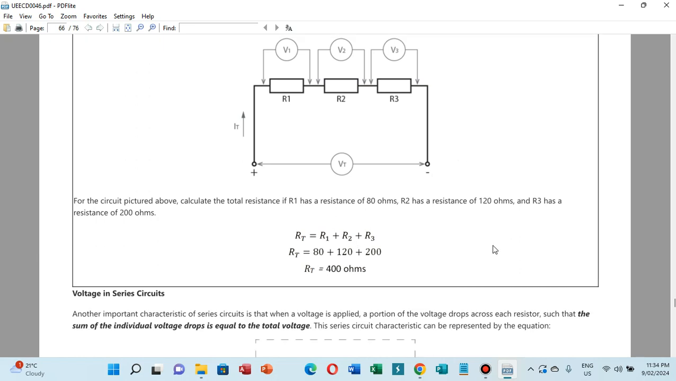You can calculate R total equal to R1 plus R2 plus R3. In this case, R1 is 80 ohm, R2 is 120 ohm, R3 is 200 ohm. Then you can calculate R total equal to 80 plus 200 plus 120. You got 400 ohm.